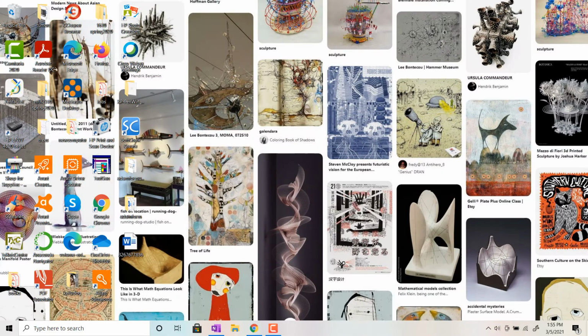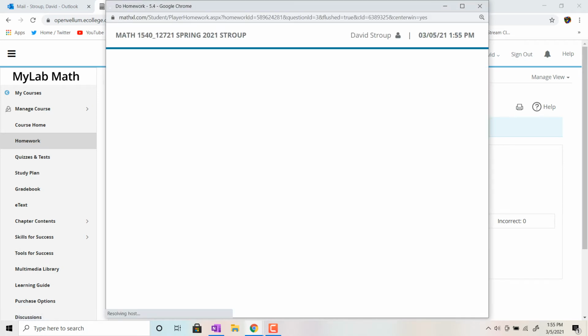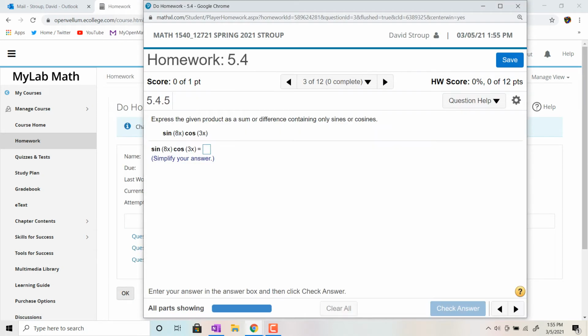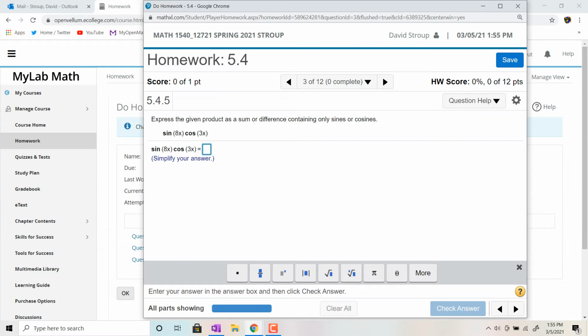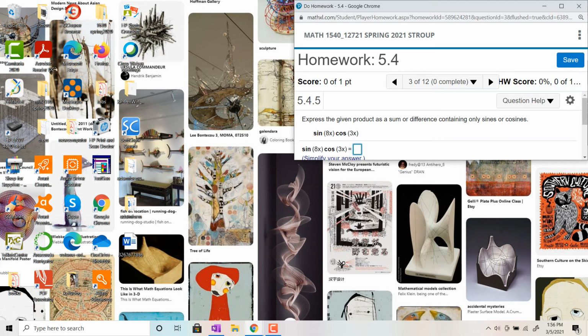Okay? Okay, so it's mainly just plugging and chugging. So when you go through your homework, I hope you have your formula sheet in front of you. Let me take maybe a look at some of these and see how they go. So express the difference. Let me get my notepad up too, so I can do the work there.